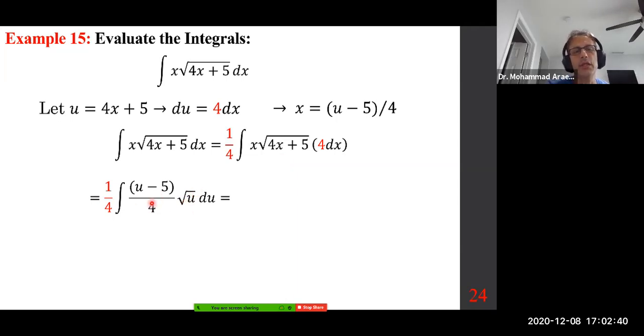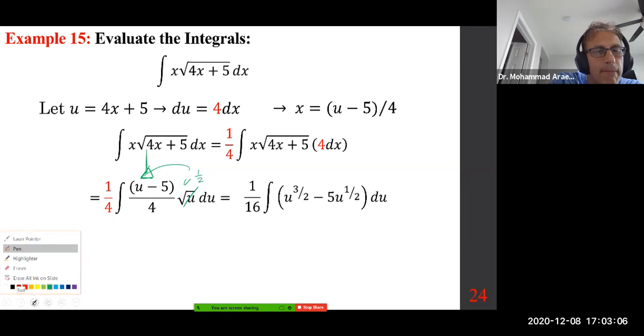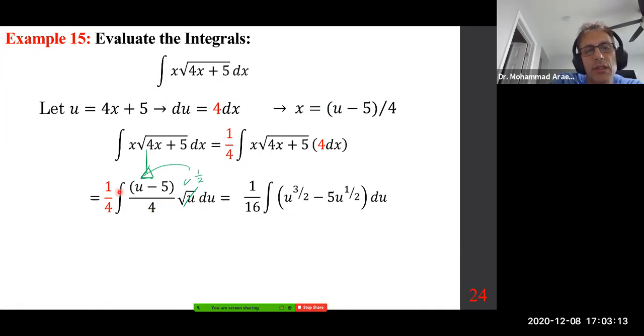Okay, now let's do the multiplication. Let me just write it at top of it, class. This is u to the power of 1/2. We are going to distribute. So we get u to the power of 3/2 minus 5 u to the power of 1/2. What about number 4? Because everything is divided by 4, we can take it out, and 1/4 times 1/4 becomes 1/16. In other words, this one and this one result in 1/16, everybody.